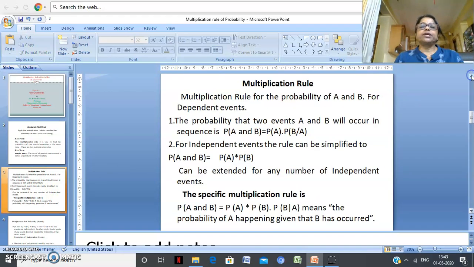Then what is the multiplication rule? Multiplication rule for the probability of A and B when there are dependent events: the probability that two events A and B will occur in sequence is P(A and B) equals P(A) multiplied by P(B|A). For independent events, the rule can be simplified to P(A and B) equals P(A) multiplied by P(B). This can be extended for any number of independent events.